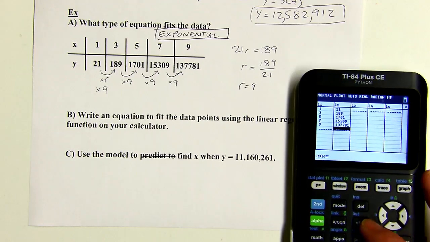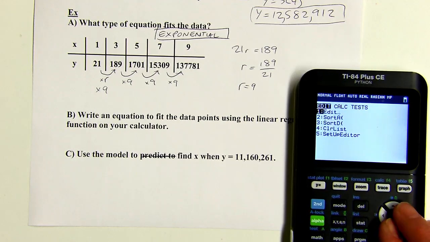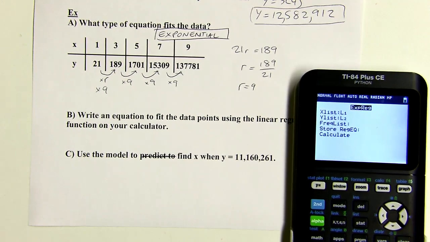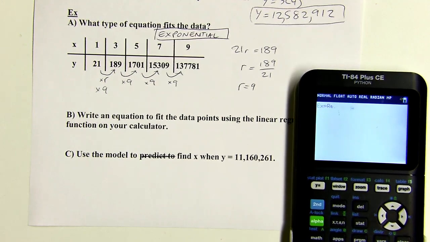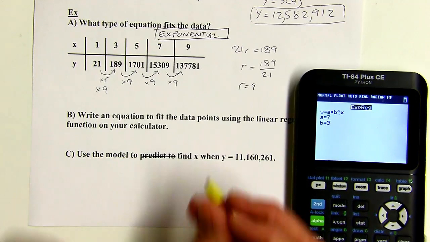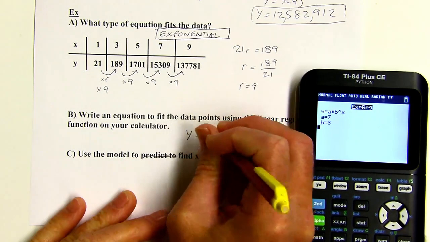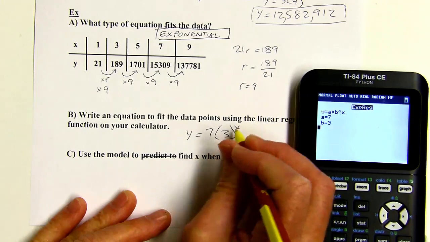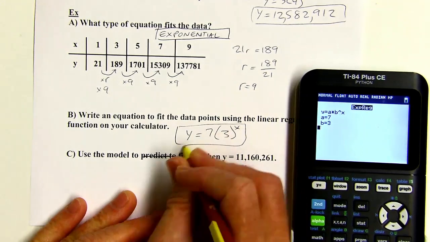Okay, and now I'm going to go to Stat and go over to Calc. And I know this is exponential, so I'm scrolling down until I get to that. Hit enter a couple times, and then I can see this is going to be y equals 7 times 3 to the x. Okay, and again, you can't simplify that any further. That's not the same as 21 to the x.